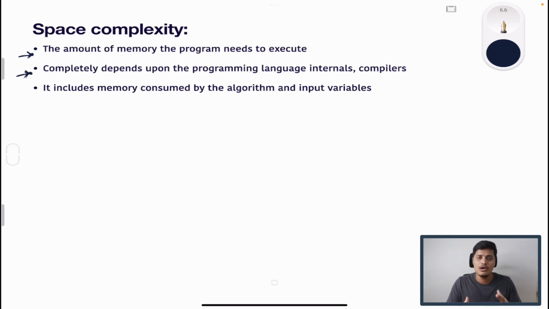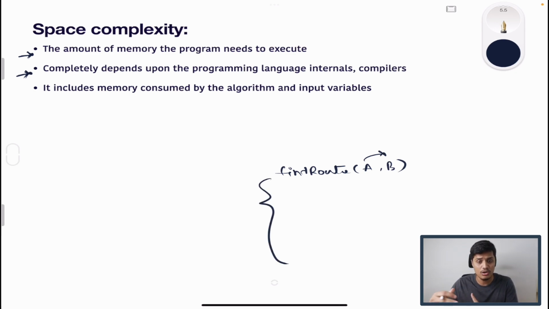But nonetheless, whatever the process that we follow for calculating the space complexity, that will still remain the same. So let me explain it using a small example here. Let's assume that I have written one function called find root. This function takes 2 points, A and B, and gives the appropriate route from point A to point B. So I must have written some logic inside this function which will give me a list of coordinates that I should follow for reaching from point A to point B.